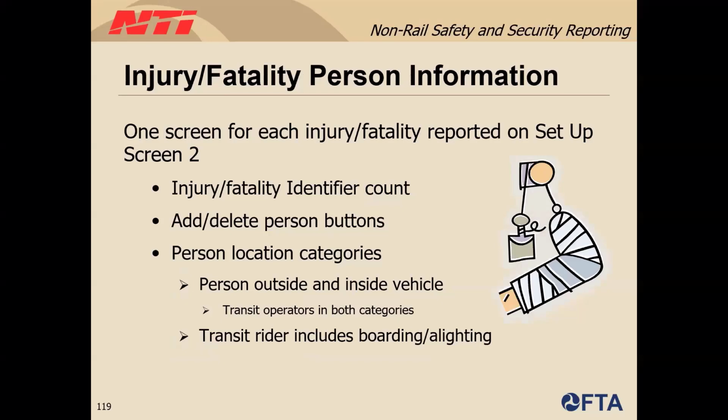If your event includes an injury or fatality, you will need to complete a screen for each person. This form also includes a person count and buttons for increasing or decreasing the number of people. Person type location categories are divided into two groups: persons outside the vehicle and persons inside the vehicle. Transit vehicle rider is the correct choice for passengers boarding or alighting.